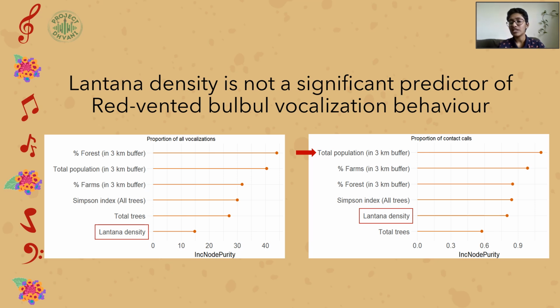Interestingly, we found the total human population to be the most important predictor of contact calls. We speculate that the red-vented bulbuls, being generalist frugivores, might be using human inhabited areas as resource hubs to feed and congregate.